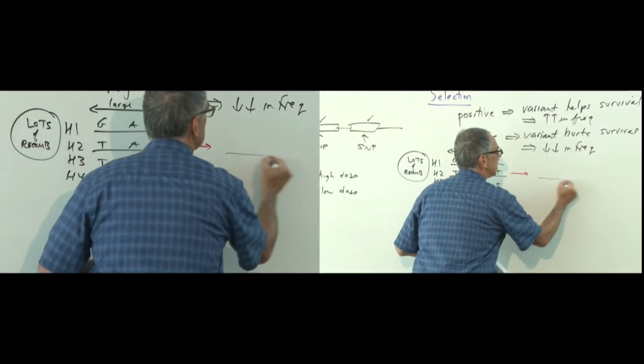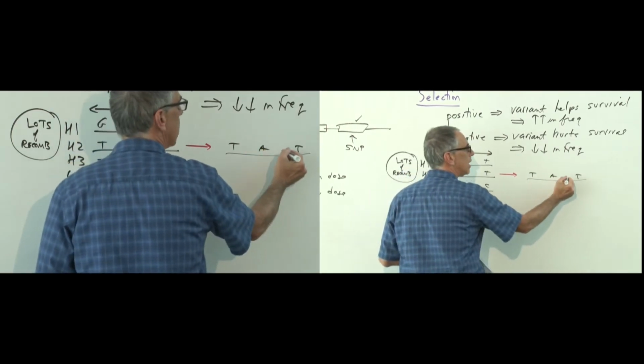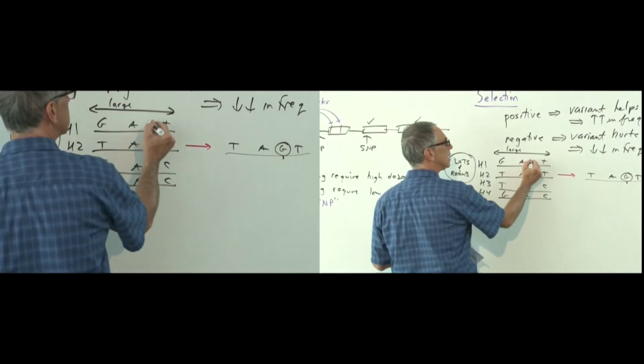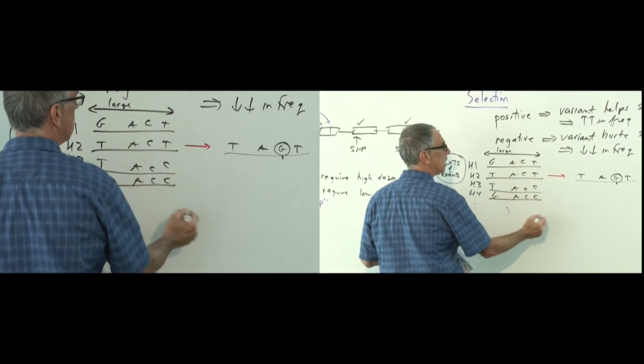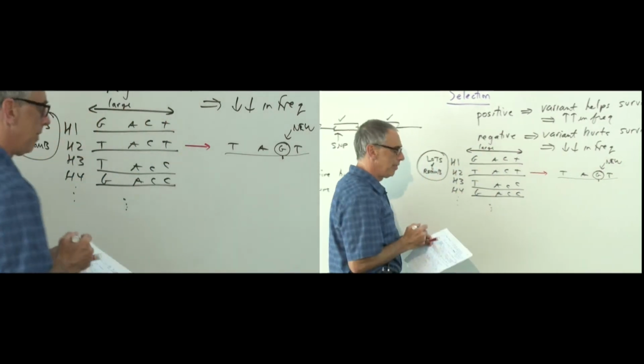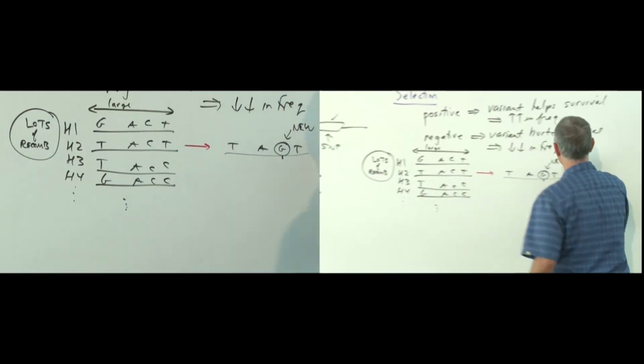Okay, so there's a TAT, and now there's a new mutation here. It's a G at a new position. Maybe it was always C, C, C, C, C, and now we have a new G. And this confers malaria resistance.